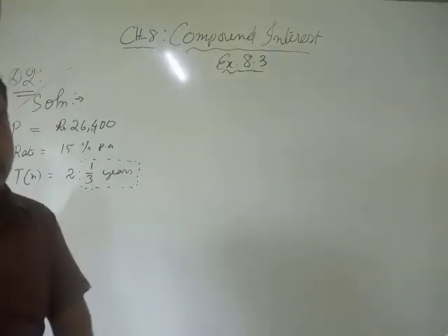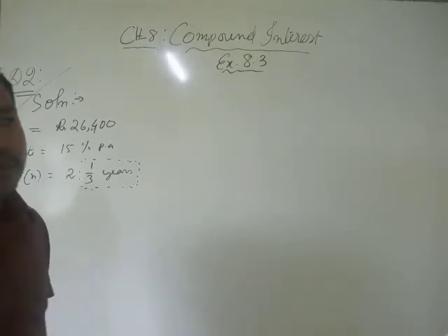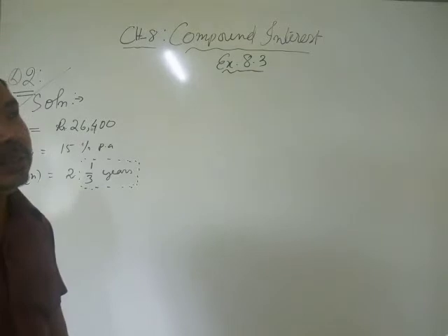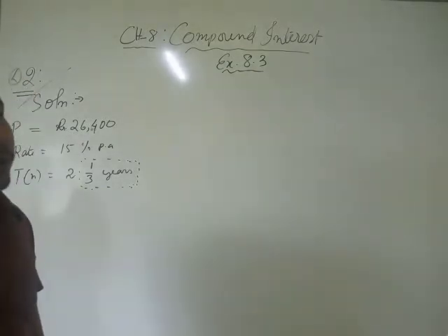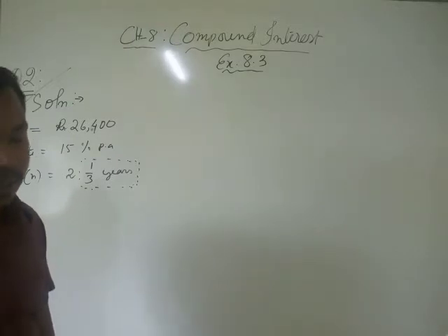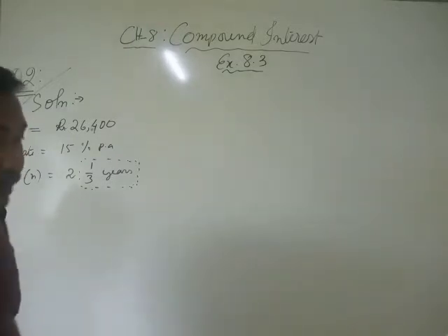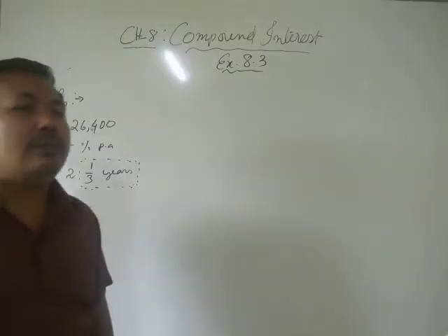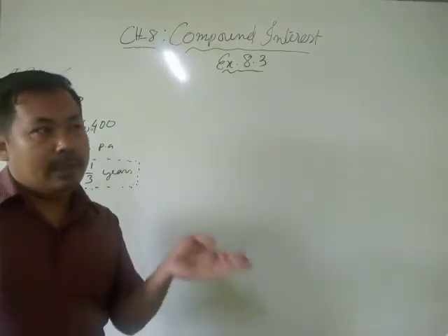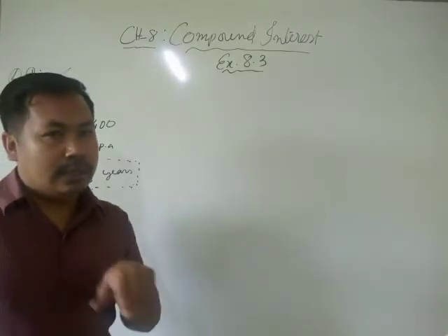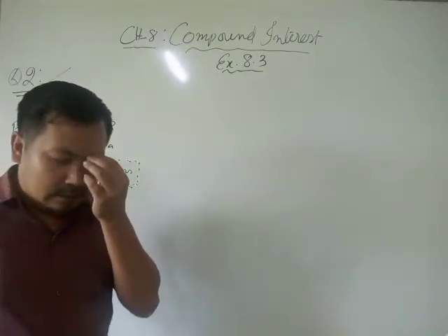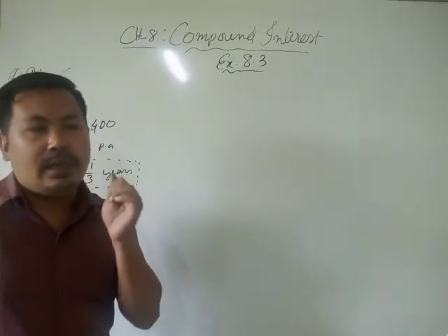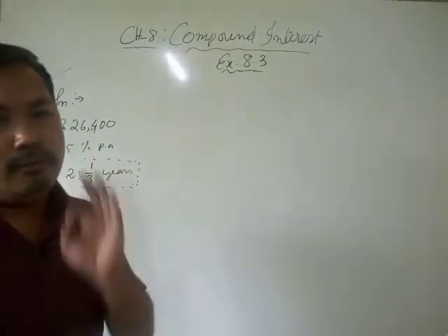This is the 4 months. 4 months, you know, is 1 by 3, because there are 12 months in 1 year, so if you divide 12 by 4, you get 3. So 4 months is 1 by 3 of the year.